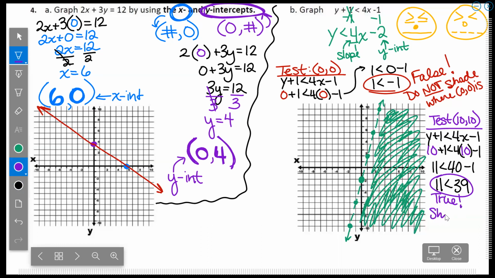So we shade where 10 is. Yes. If the open mouth is this way, it is a less than, and if the open mouth is this way, it's a greater than. Yes. In our graph right here, did we shade the side of the line where 10 already is?